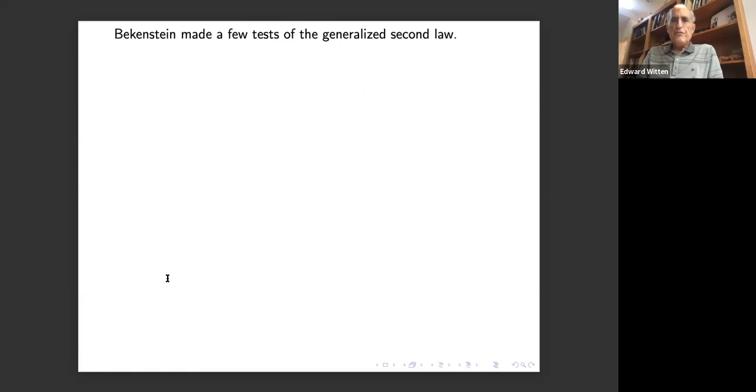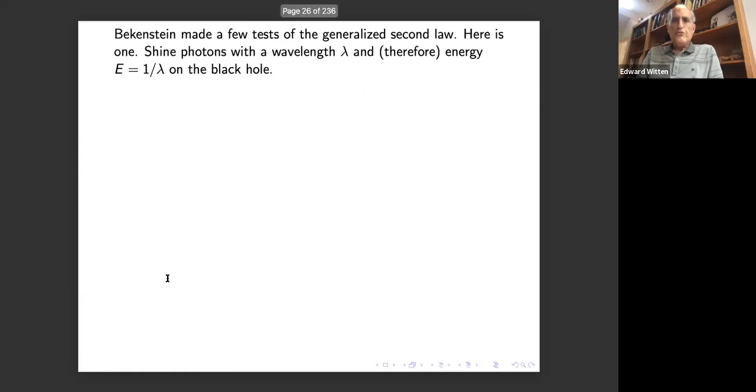So Bekenstein made a few tests, and here's perhaps the most important one. Shine photons with wavelength λ and energy 1/λ on the black hole.